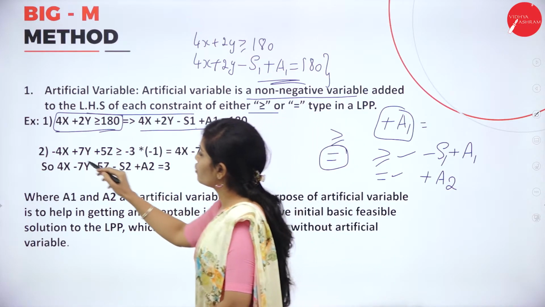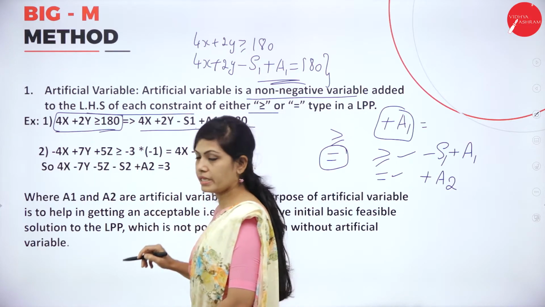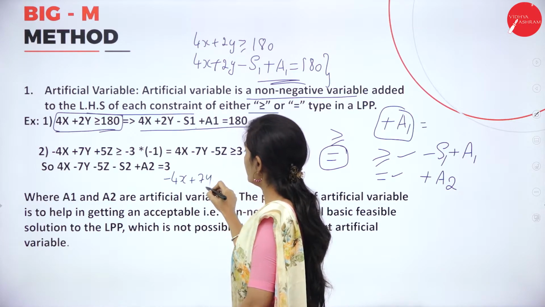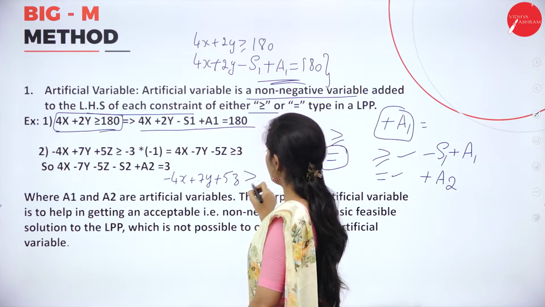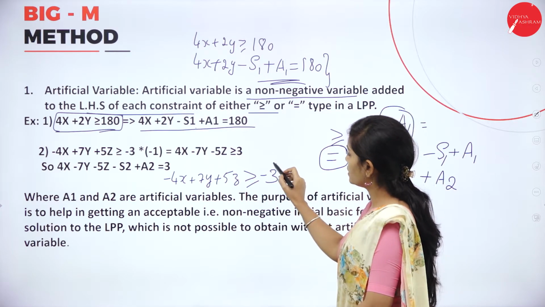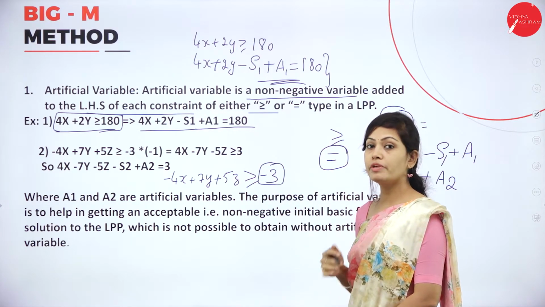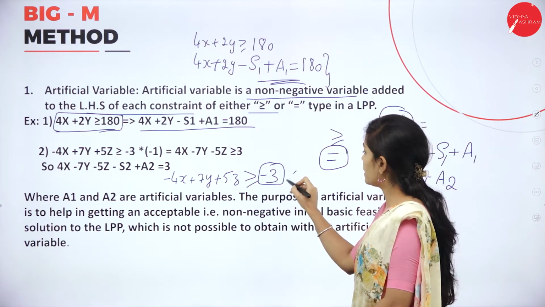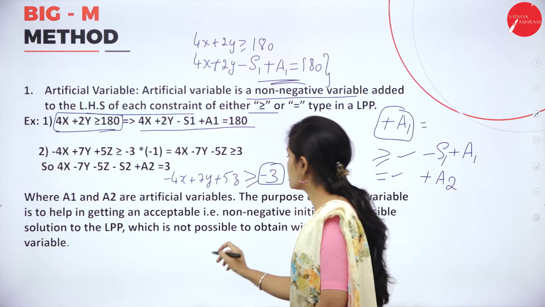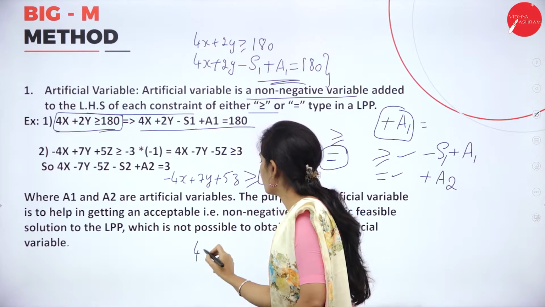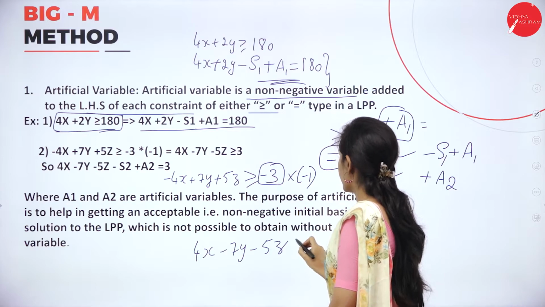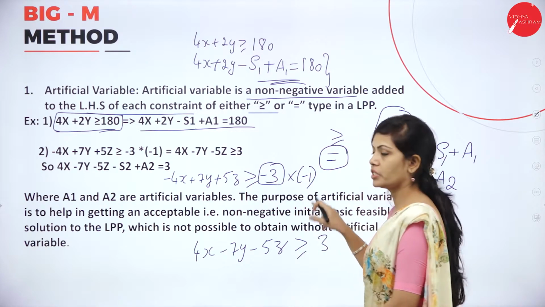One more example: 4x plus 7y plus 5z greater than or equal to minus 3. What rule do we have to use here? All the RHS values should be positive. Otherwise, we have to convert them into positive by multiplying by minus 1. This is my first step. Convert this minus 3 into plus 3. Multiplying by minus 1, we get 4x minus 7y minus 5z greater than or equal to plus 3. Minus 3 changes to plus 3.